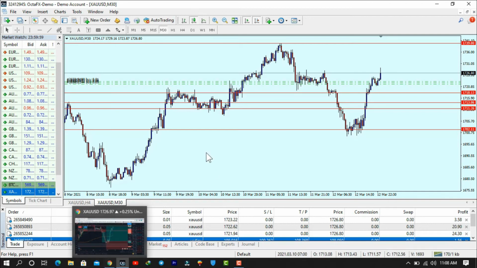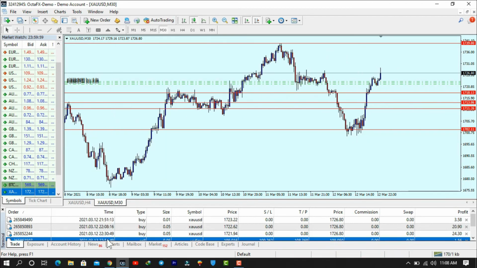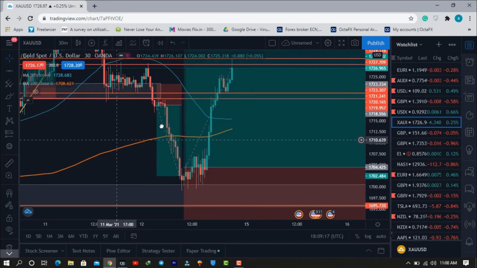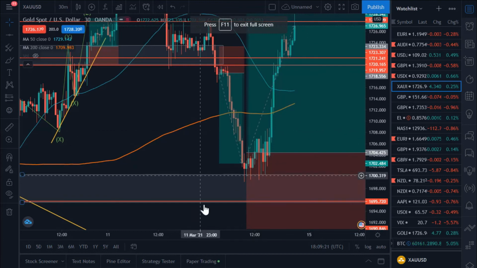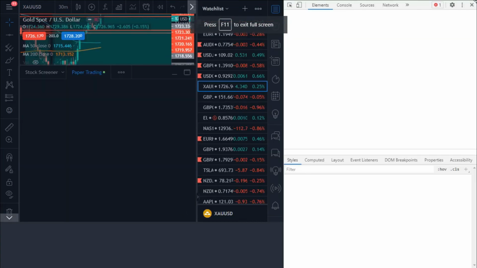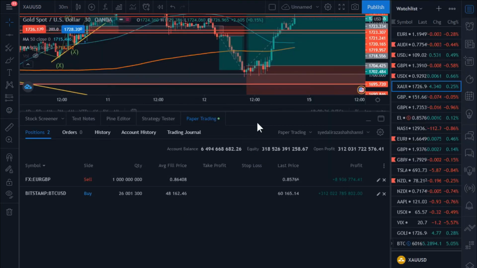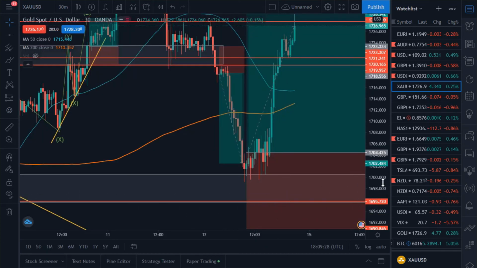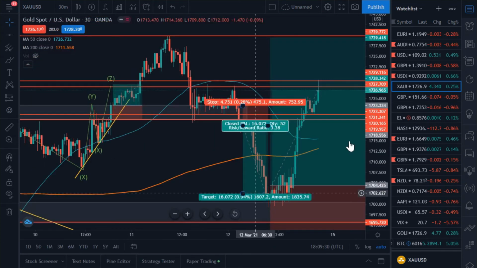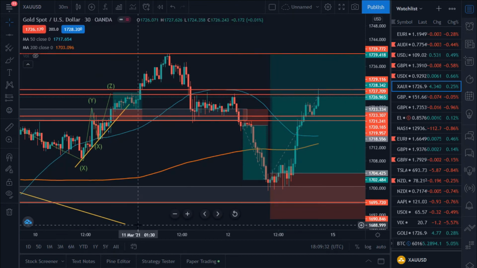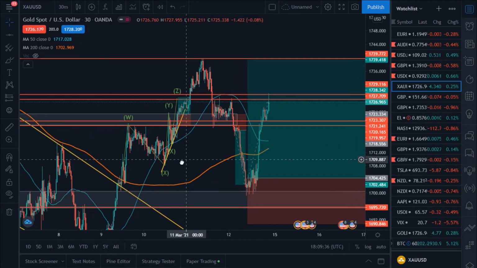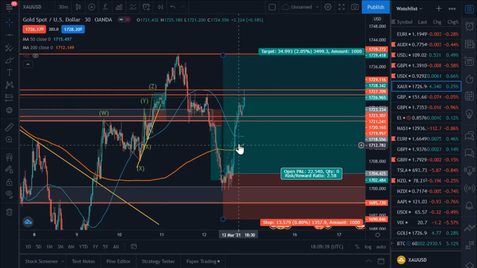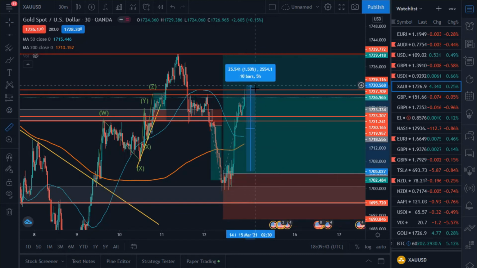So let me show you my analysis on my TradingView. So here we go, guys. Let me just make it bigger right here. All right, sorry for that. All right, here we go. So these were some trades I've been looking for and just took, and this is the current trade running in huge profit. Let me just calculate the pips.